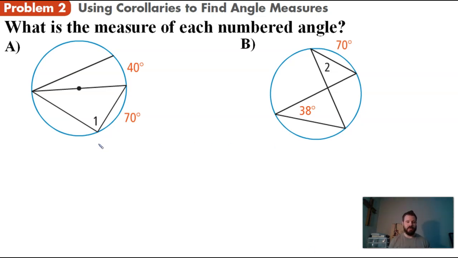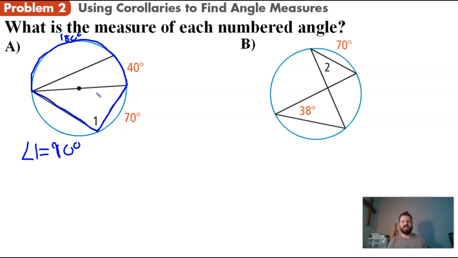Problem 1, pretty simple. Since this diameter is going through the center of the circle, I know that above it is going to be a semicircle, half the circle. So since angle 1 intercepts half the circle, I know right off the bat that angle 1 is just equal to 90 degrees. No calculations necessary. Since that's a semicircle, it's 180. If I divide by 2, I get the 90 right here.